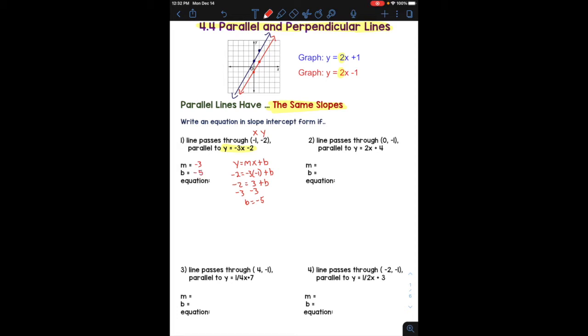Now that I know both the slope and the y-intercept, we can write our equation: y equals -3x minus 5, which is our answer. This equation is a line that's going to be parallel to the line that they give us in the directions, but will also pass through the ordered pair that they give us. We know the two lines are parallel because they have the same slope.